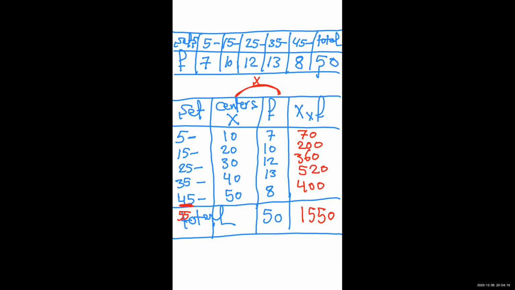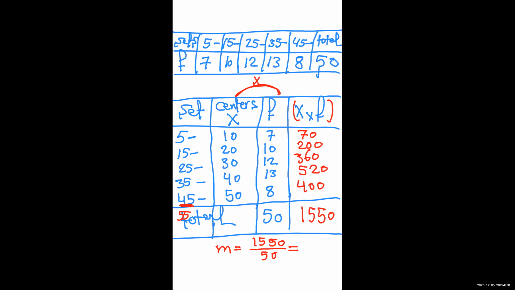Okay, so 45 plus 55 means 100, divided by 2 equals 50. Now the mean will equal 1550, which is the summation of x times f, divided by the summation of frequency, which is 50.